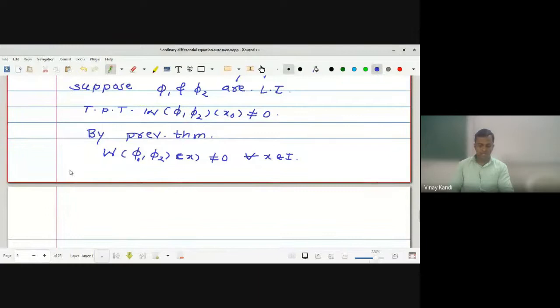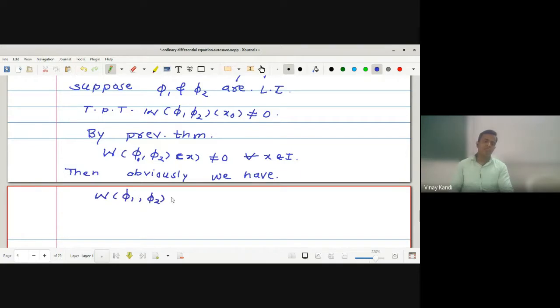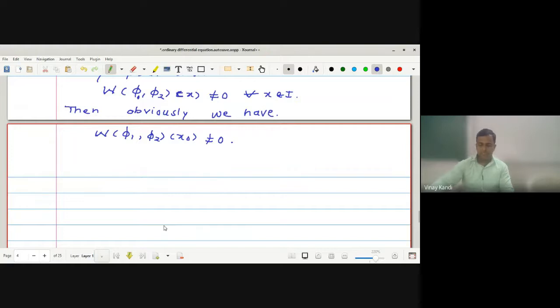Then obviously we have the Wronskian of phi1 and phi2 at point x naught is not equal to 0. Okay, any doubt? Now the converse part.